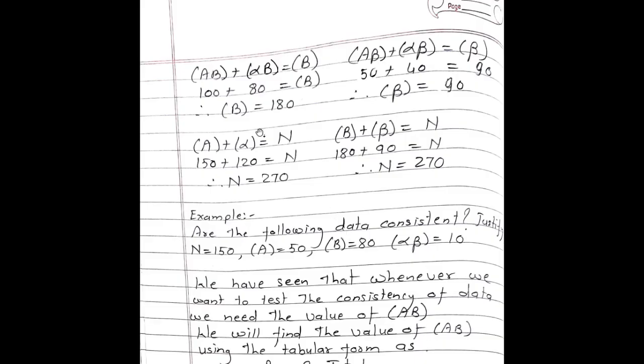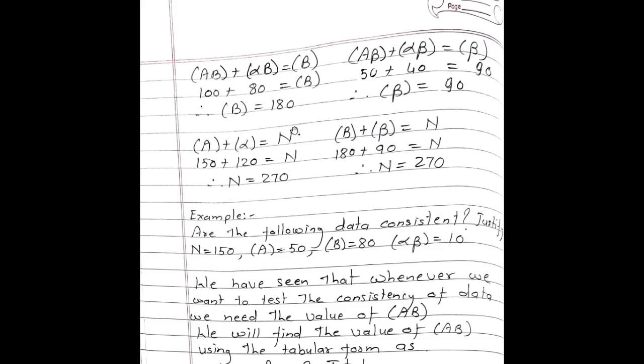Next, frequency of class AB plus frequency of alpha B will give us frequency of B. So frequency of class AB is given as 100. Frequency of class alpha B is 80. So frequency of B can be considered as 180. Then A beta plus alpha beta will give us the value of beta. So A beta frequency is 50. Alpha beta frequency is 40. So we can say that the frequency of class beta is 90.